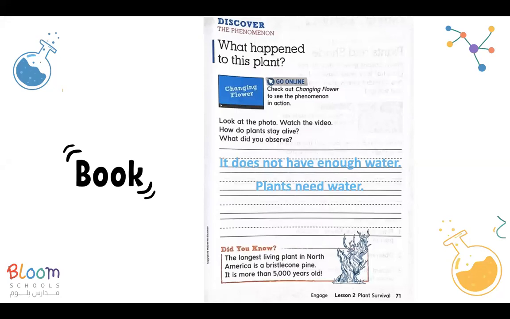And then in the book, page number 71, we answered the question about the plant. It doesn't have enough water because plants need water to survive. So the plant died because it doesn't have enough water. Again, you can pause the screen to write the answer.